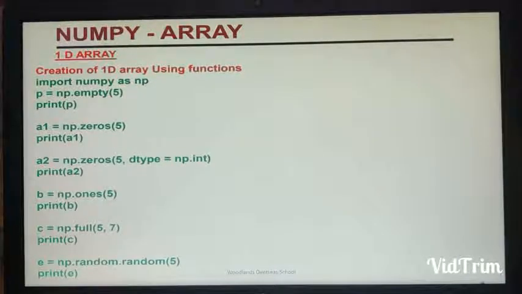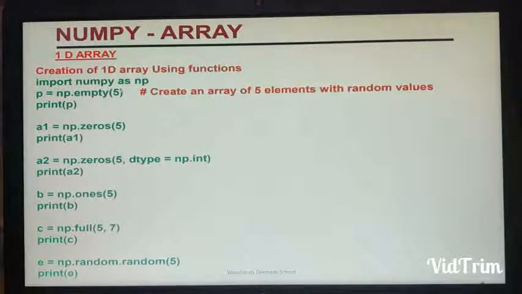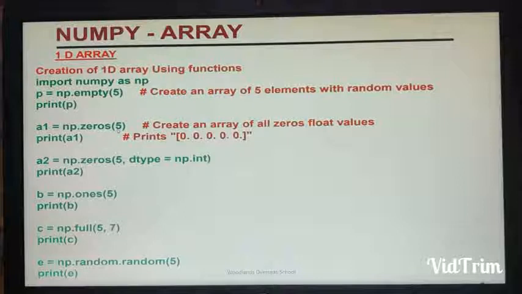Now let's do a few more functions for creating 1D array. Here first function is empty and the argument passed is 5. That means it will create randomly a 1D array of 5 elements. Any 5 values it will take itself. Then we have function zeros. From its name it is getting clear. As I have given 5 as argument, it will create a 1D array of 5 zeros. So this will be your answer.